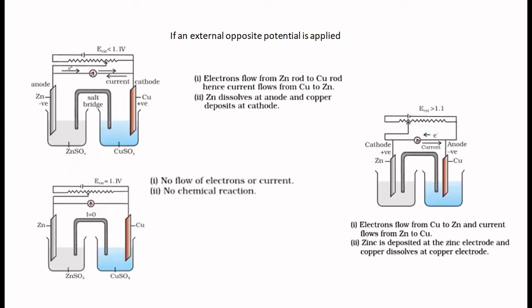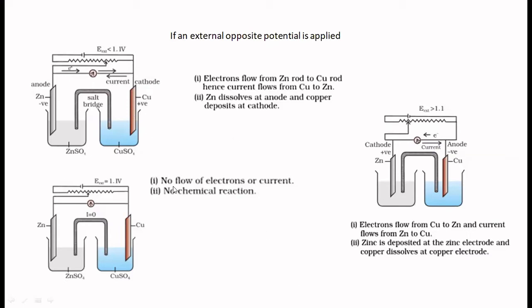What happens if an external opposite potential is applied to this electrochemical cell? In this particular cell, the voltage is around 1.1 volt. If an external voltage opposite to that, less than 1.1 volt, is applied, nothing is going to happen. The reaction will continue. Electrons will still flow from the zinc rod to the copper rod, and current flows from copper to zinc. The zinc dissolves as usual at the anode, and copper gets deposited at the cathode. This happens only when the external voltage we are applying opposite to the one given by this cell is less than that.